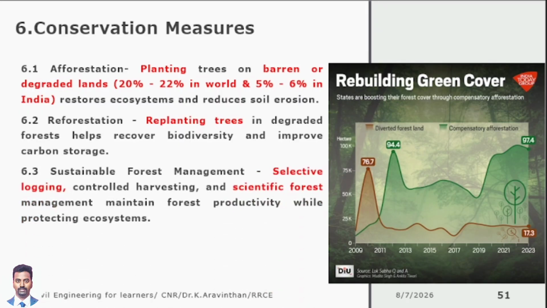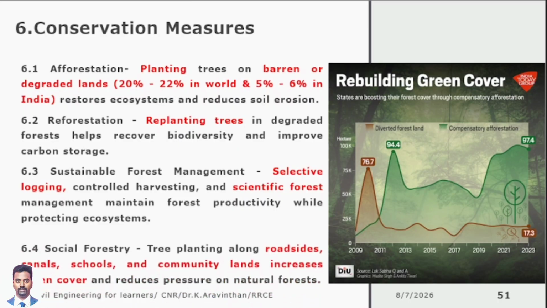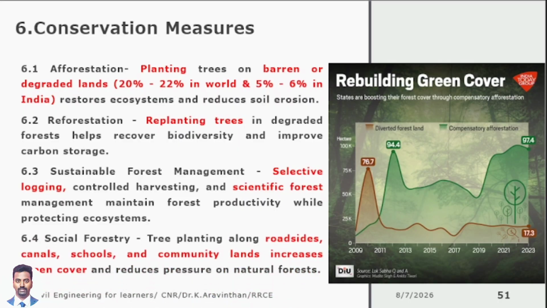Now, sustainable forest management is also an initiative, of selective logging. What is sustainable forest management? It is selective logging, cutting trees for industrial purposes. So you should select the place, and only then cut the trees, not in all the places, to protect the ecosystem and biodiversity.